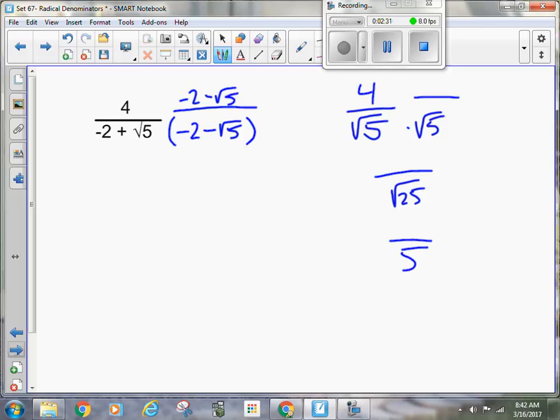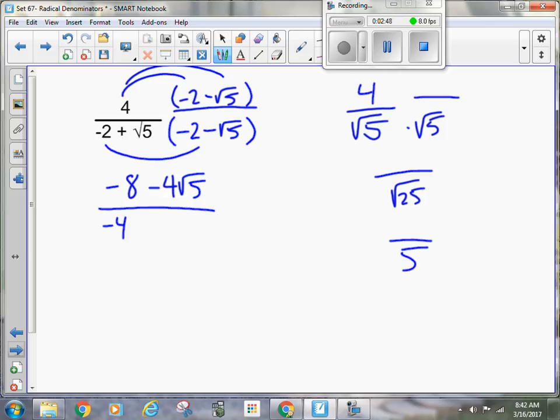Now, it's okay to have a radical in your numerator. That doesn't matter. So I'm just going to multiply 4 by both of those. So we get negative 8 minus 4 square root of 5. Remember, you can only multiply things that are under the radicals by other things under the radicals. So we get negative 4. Our middle two terms are going to cancel, so I don't even need to do those. I just need to do my first and my last terms. So I get negative square root of 25.